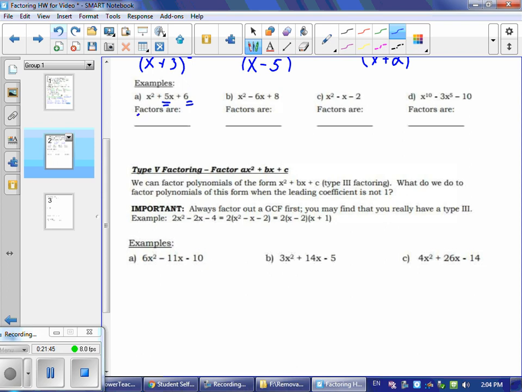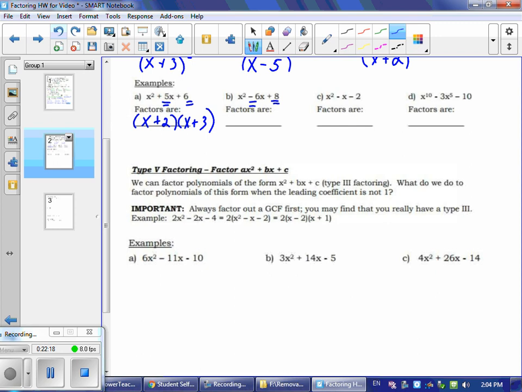So my factors are x plus 2 and x plus 3. And what you would find is if you FOIL those out, you'll end up with x squared plus 5x plus 6. In letter B, same concept. What numbers can I multiply together to get 8, but when I add them together, it'll give me -6. Well, in this case, 8 has a lot of factors, 1 and 8, 2 and 4, and you got to consider possibly all the negatives.